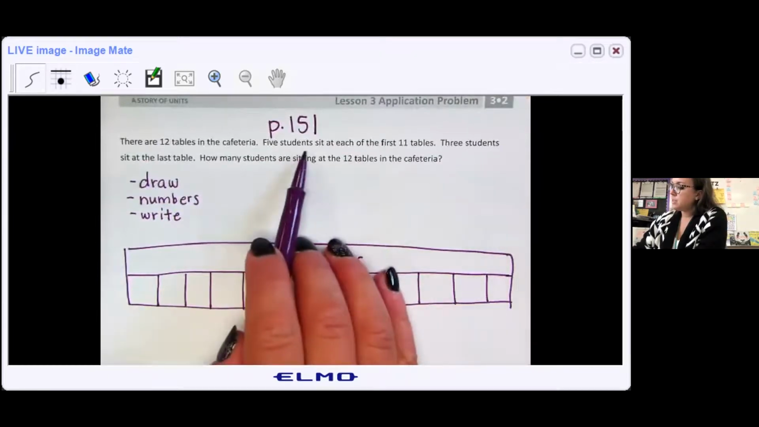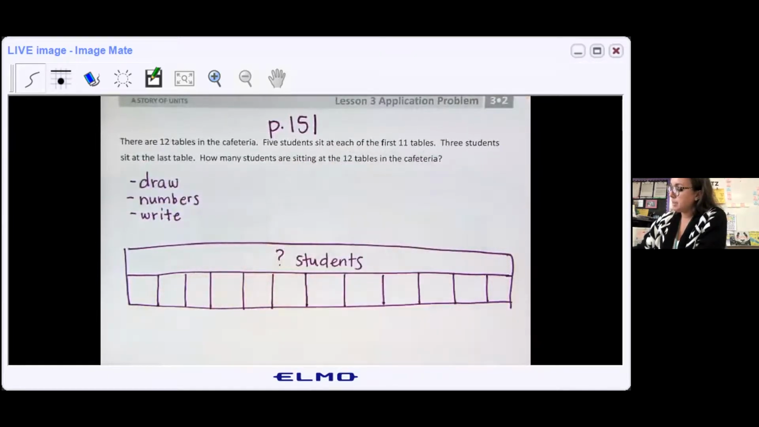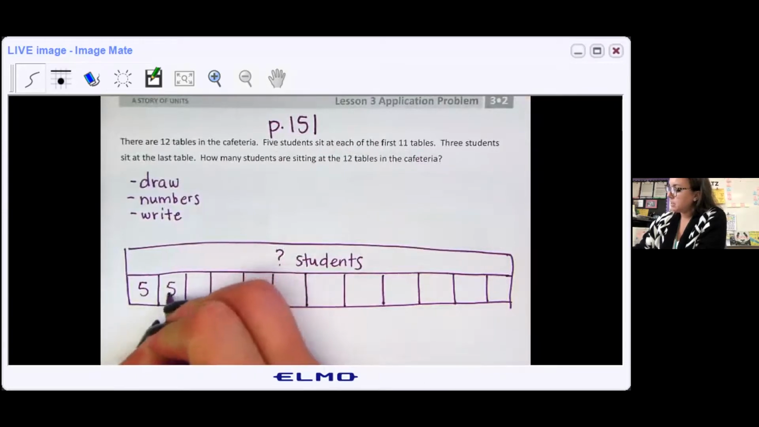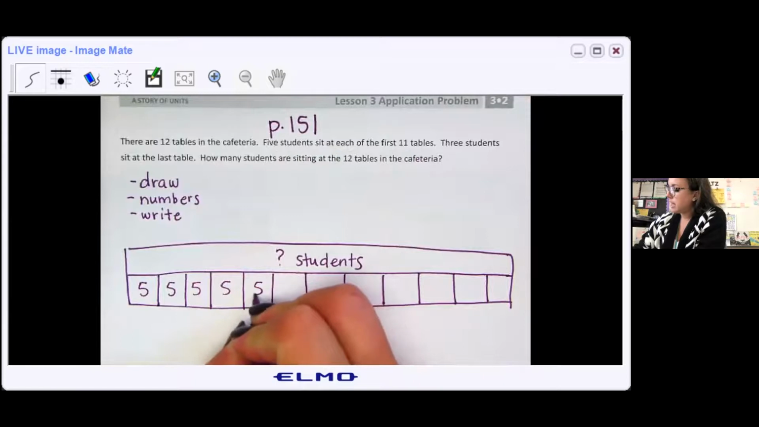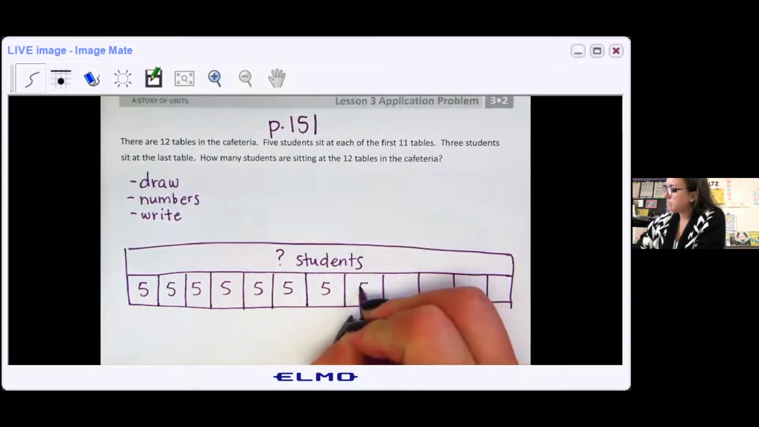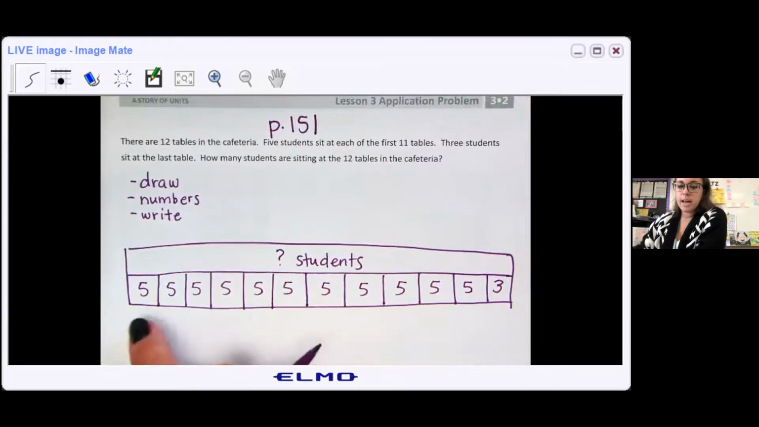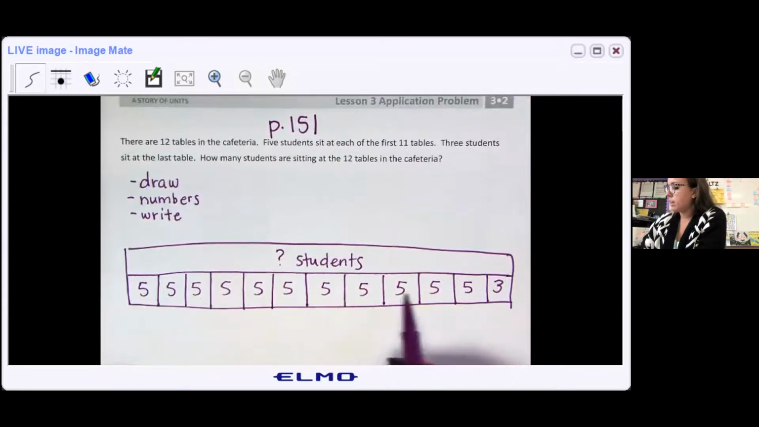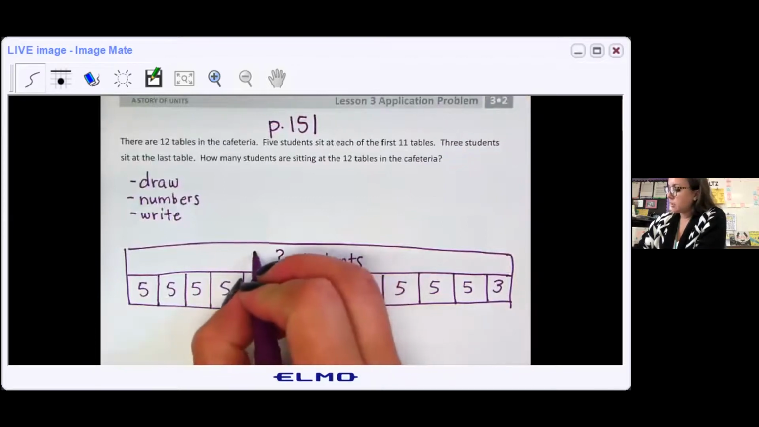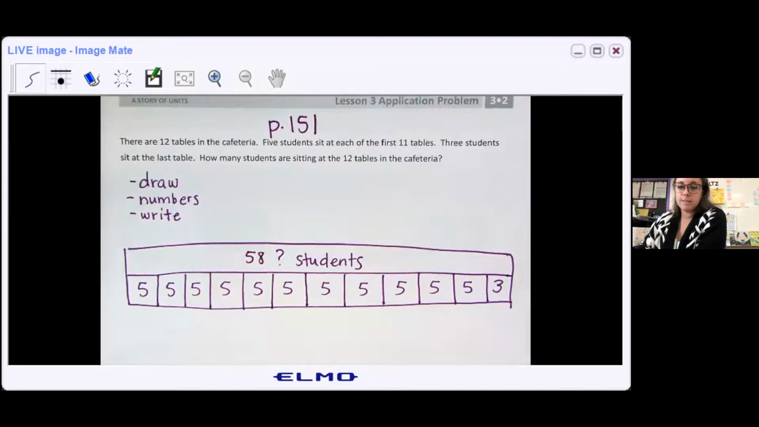So it says 5 students sit at each of the first 11 tables. That means all of these tables have 5 students except the last one. The last table has 3. So I'm going to count by 5s, and then I'm going to add 3 more. 5, 10, 15, 20, 25, 30, 35, 40, 45, 50, 55, plus 3, 56, 57, 58. So I know my total should be 58 students.